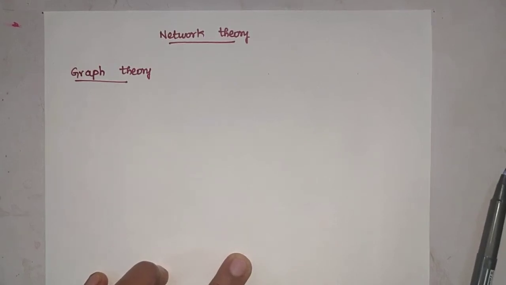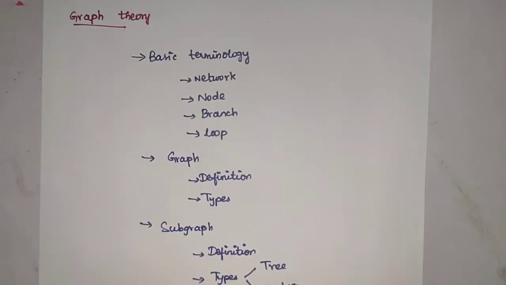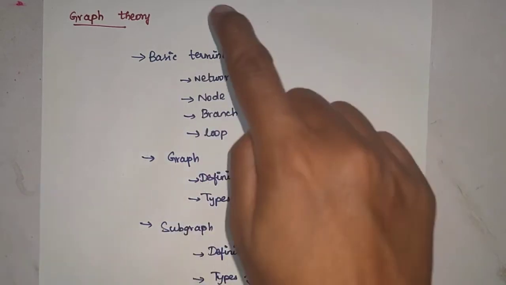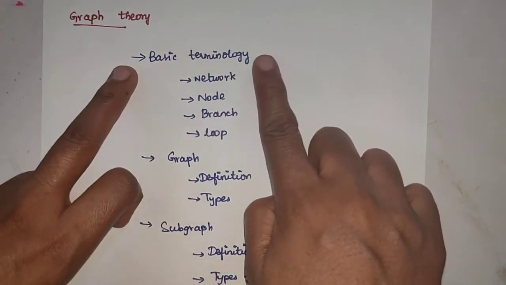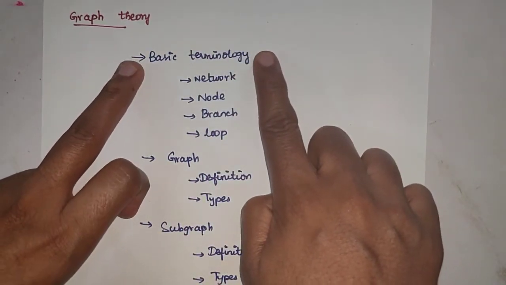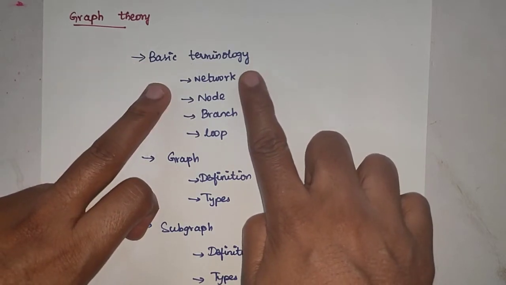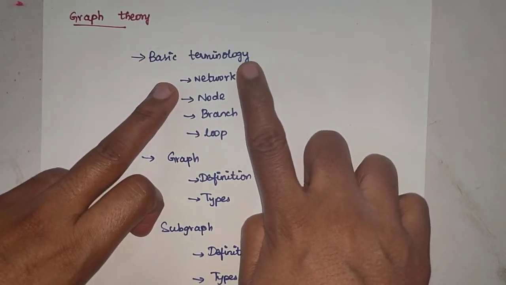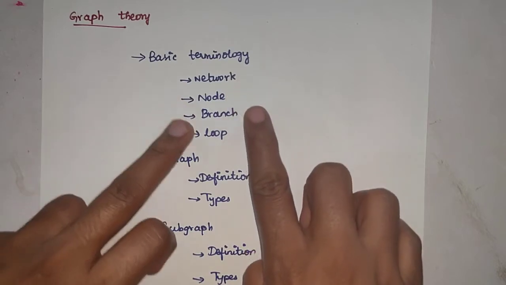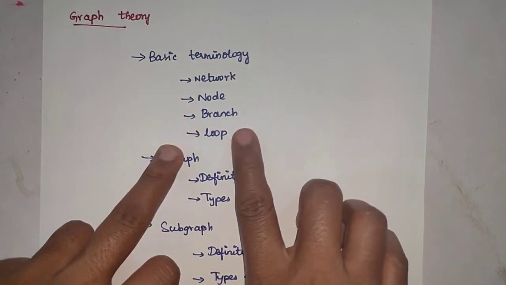In this video, we are going to start network theory subject. In network theory, we are going to discuss graph theory subject. Under the graph theory topic, we are going to discuss basic terminology. Under the basic terminology, first we have to know what is network and what is node, then branch and loop.